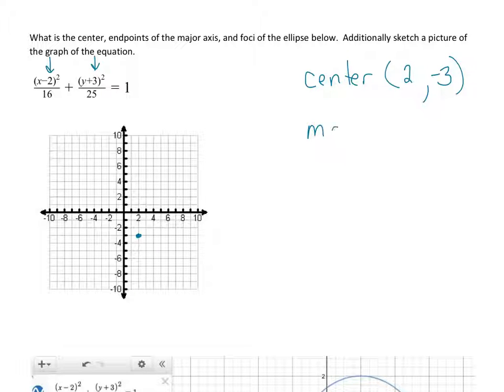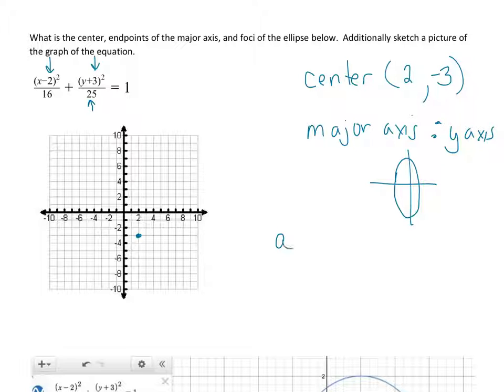Now the major axis, which of course is the axis that is longer, is going to be whatever number is bigger, which is 25 is bigger than 16. So the major axis is the y-axis. That means the ellipse will go up and down in some direction. So now all we have to find is our A, B, and C, and that will help us plot the rest of the points for our ellipse.